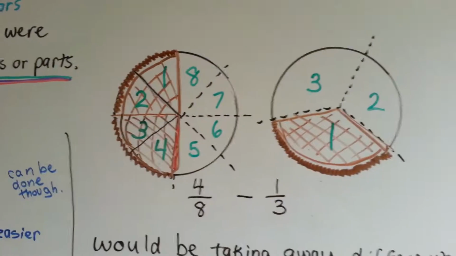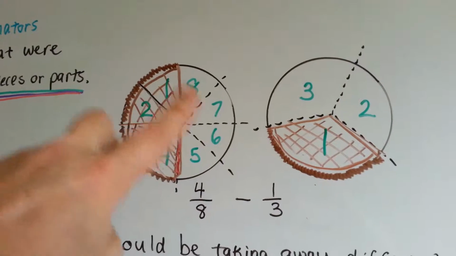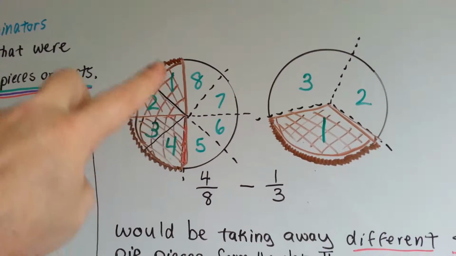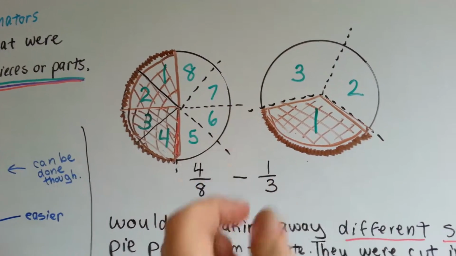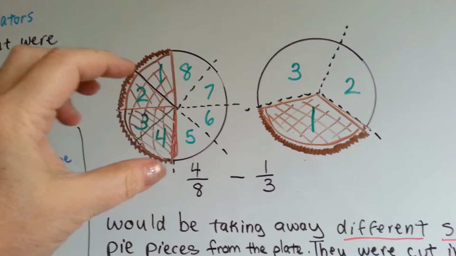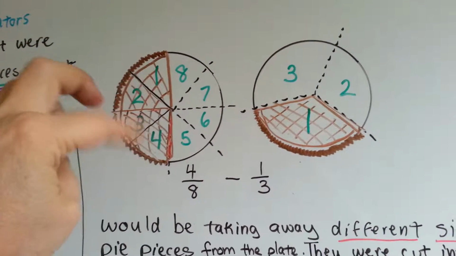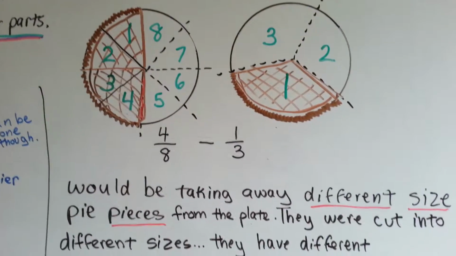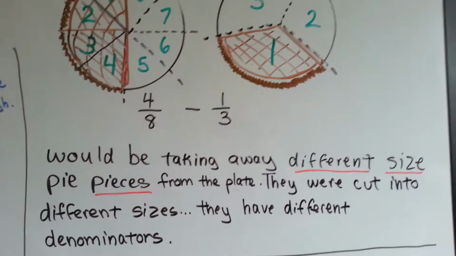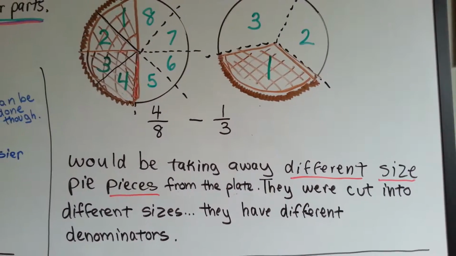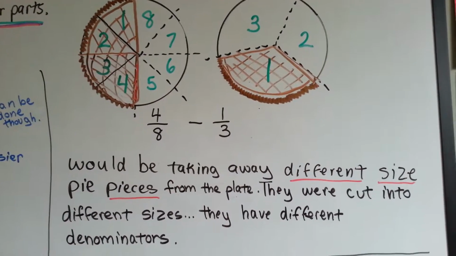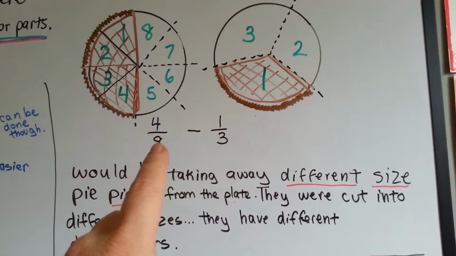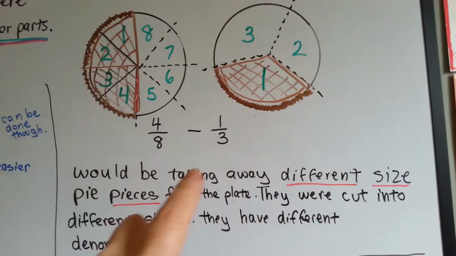If the pie was cut into eighths and we had 4/8, it would be more difficult to take away the 1/3. Taking away 1/3 of this pie is a little bit harder to do. It could be done, but we would be taking away different size pie pieces from the plate. They were cut into different sizes. They have different denominators. See? The larger the denominator, the tinier the pieces.